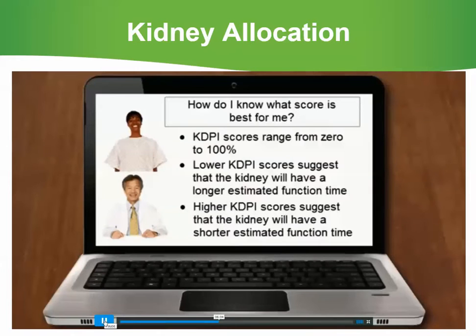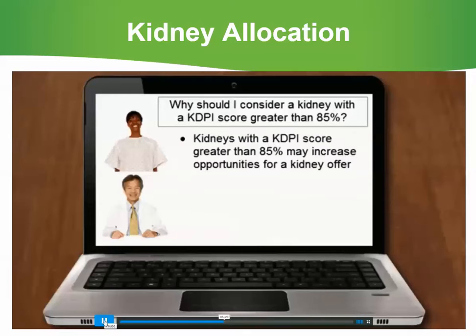But the majority of donor kidneys have a KDPI score between 21 and 85%, and these kidneys are expected to function, on average, for about 9 years. And some kidneys with a KDPI exceeding 85% are expected to function, on average, for more than 5.5 years.